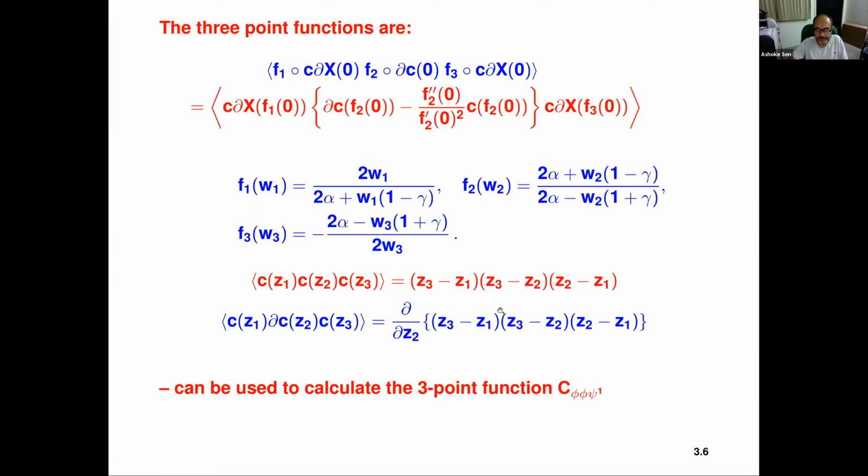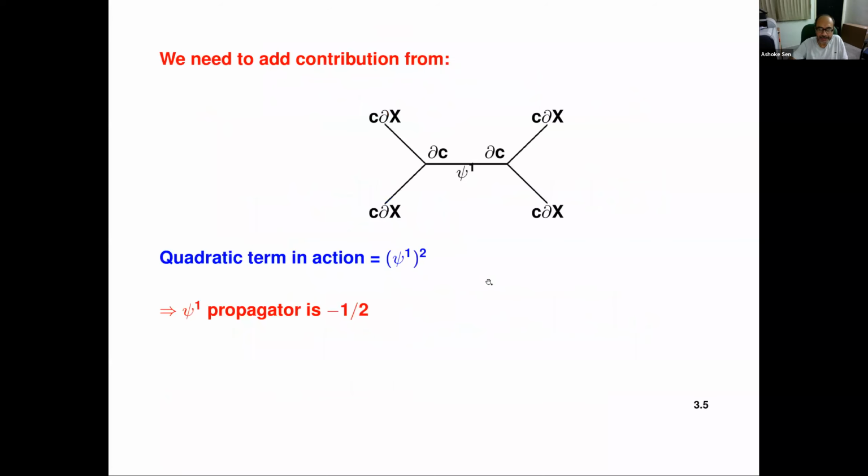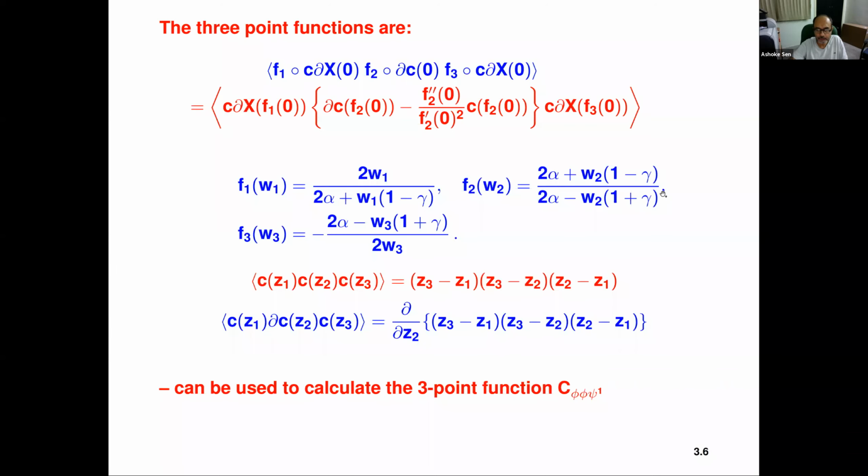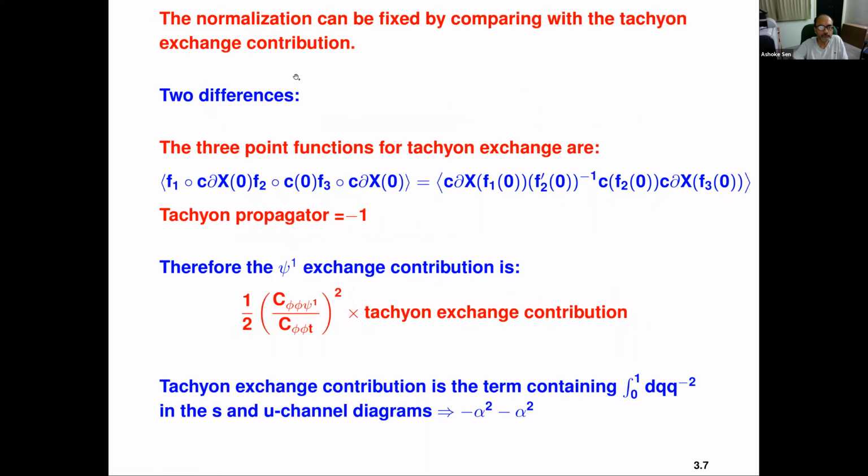So it's a useful trick to always compare the psi 1 exchange contribution to the tachyon exchange contribution, which you already know. So the idea is that now we want to see what happens if instead of psi 1 propagating in the internal state, we have the tachyon propagating in the internal state. How will it differ from this diagram? So let's consider the tachyon exchange contribution instead of psi 1 exchange. So there are 2 differences.